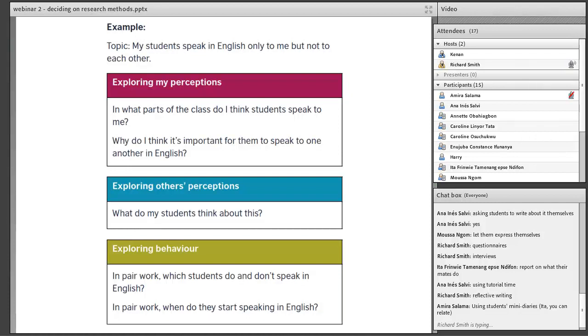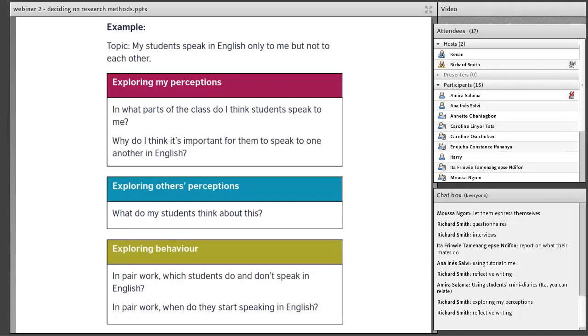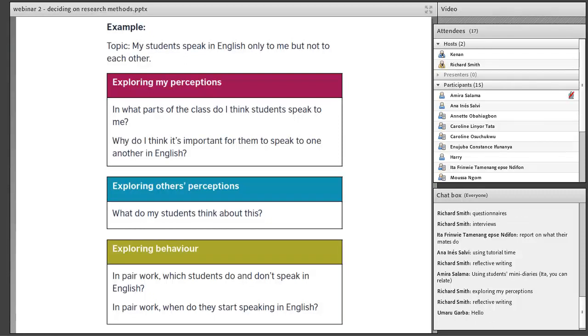Okay, the final one I've ended with is exploring my perceptions, because that may not be so obvious as the others. I suggest here again reflective writing, but this time by the teacher. So it means that you yourself are writing, trying to answer your questions. Now, by writing something as much as you can about these questions, you will be going deeper maybe than normal. You'll be thinking more deeply than you normally think about a particular issue or question, because writing helps us to do that.